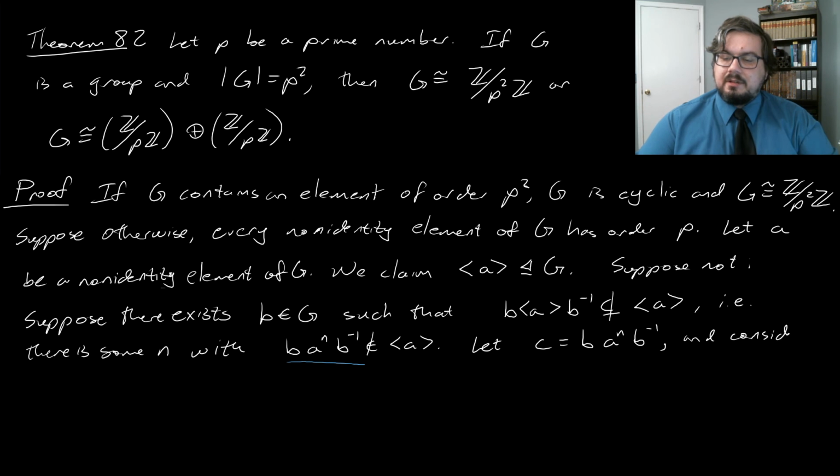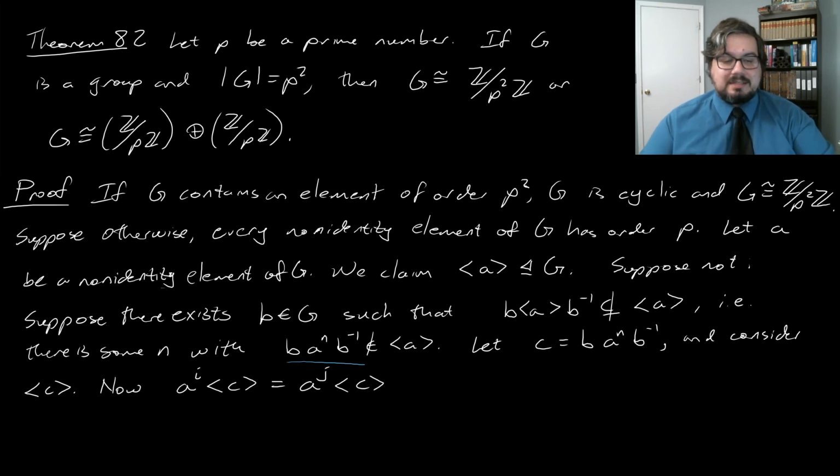And we're going to consider the cyclic subgroup generated by C. And we're going to look at cosets of this subgroup with representatives that are powers of A. Now, the coset A to the I times the cyclic subgroup generated by C is equal to the coset A to the J times the cyclic subgroup generated by C if and only if A to the I minus J belongs to the cyclic subgroup generated by C. That's how cosets of subgroups work.